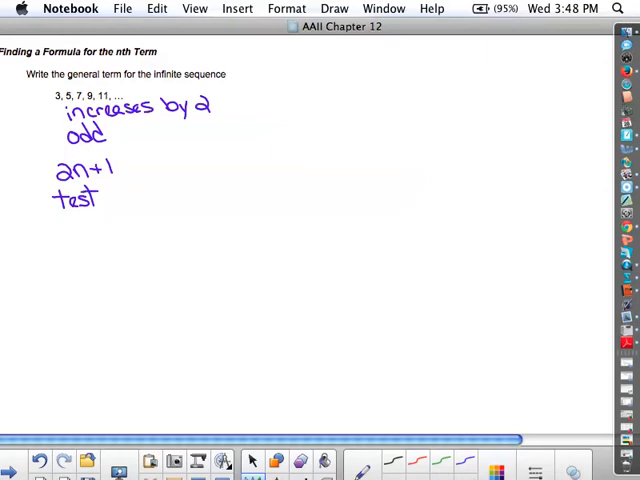When we get to arithmetic and geometric sequences and series, we'll actually have some formulas to use to calculate what that equation looks like. Right now it's just kind of guessing, but when we get to the arithmetic, we have a definite formula to come up with that equation. Okay, so let's test this for now. 2 times 1 plus 1 equals 3. 2 times 2 plus 1 equals 5.